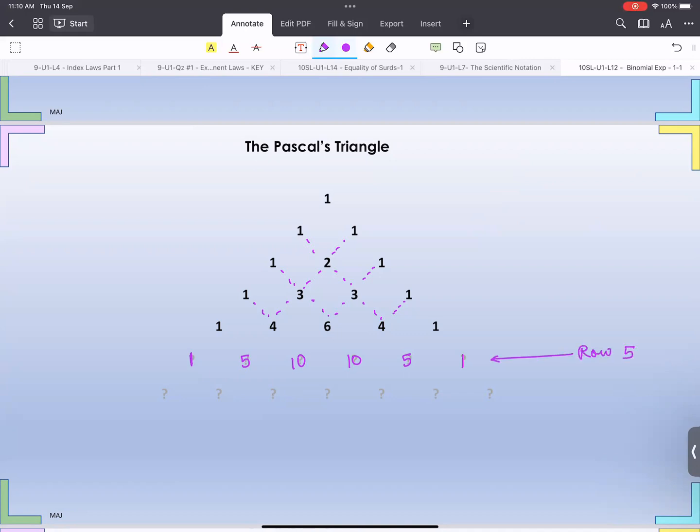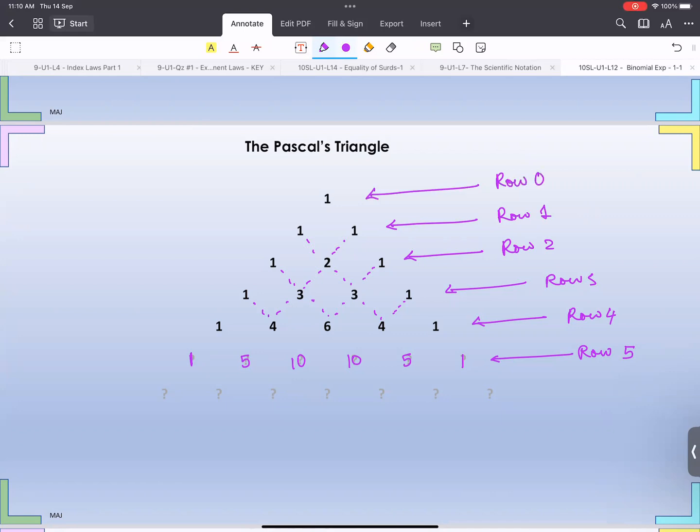If that's row 5, then this is row 4, row 3, row 2, row 1, and this is row 0. So clearly we're counting from 0 and not from 1. One good way to recognize this is that row 5 will have 5 on the second term. Row 4 will have a 4 there, row 3 will have a 3, and so on and so forth.